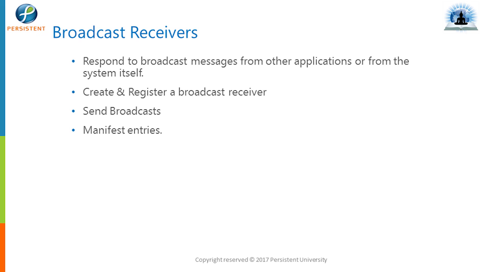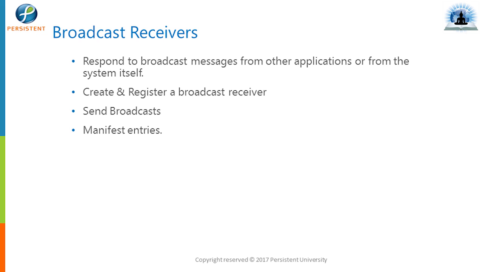An application must first create a broadcast receiver and then register with the system to receive broadcasts. System events that a receiver can listen to are battery status, call status, and system boot status. An application can also send custom broadcast messages by invoking the send broadcast method.